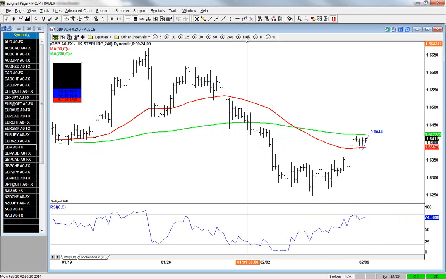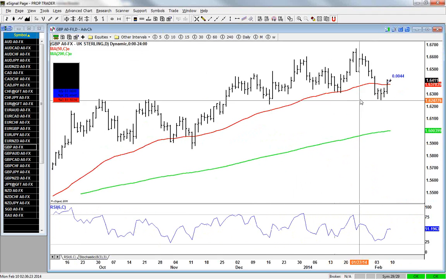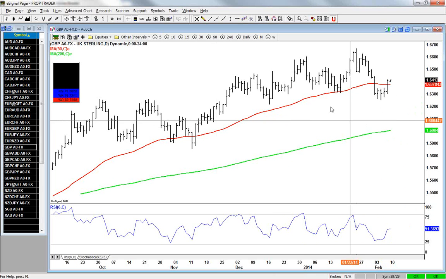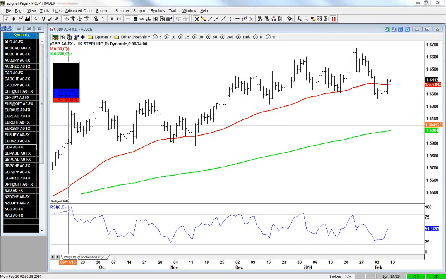But if you're already in this on the daily, your stop is not at break even yet, so you can't be looking at adding the 4 hour. Does that make sense?